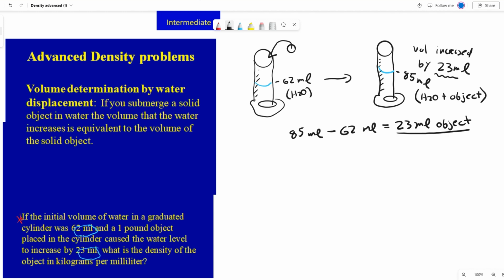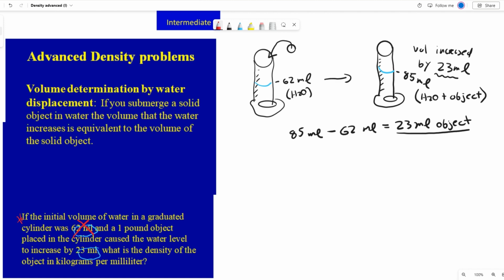Most of the students that I have, well, not most, but a lot of the students, they'll take 62 milliliters and they'll subtract 23 milliliters from it, and then they'll say that the difference between those two volumes is the object. No, it's not. They didn't carefully read the question. So the volume of the object is actually the 23 milliliters. So this 62 milliliters here is actually information that we don't even need to use in the problem. And this is one of the first times that we've seen that, but it's fairly often in chemistry problems where they will give you excess information that you do not need to use.